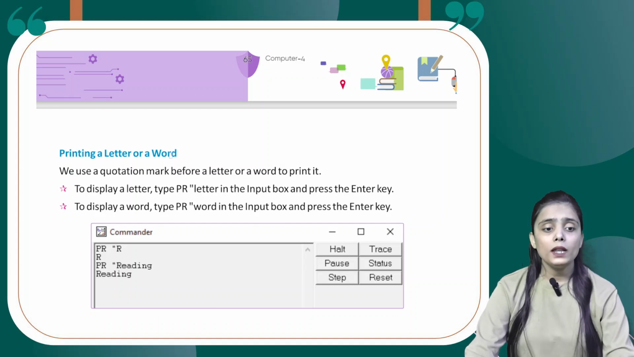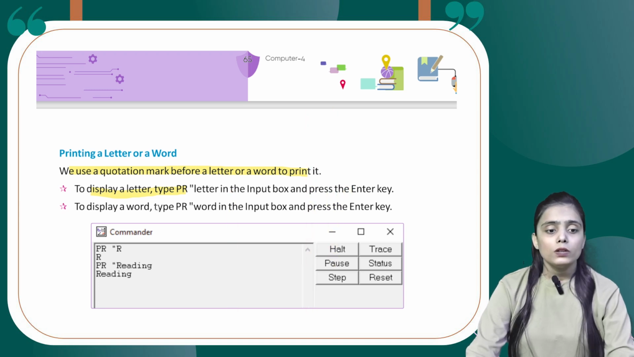Now printing a letter or a word. So we use a quotation mark before a letter or a word to print it. So बच्चों अगर आपको लेटर या वर्ड को प्रिंट करना चाहते हैं, in that case you have to use a quotation mark. Okay, to display a letter type PR, print, and letter in double quotes or a single quote in the input box and press the enter key. Okay, to display a word type PR, and double quotes word in the input box and press the enter key. This is for letter and this is for word.